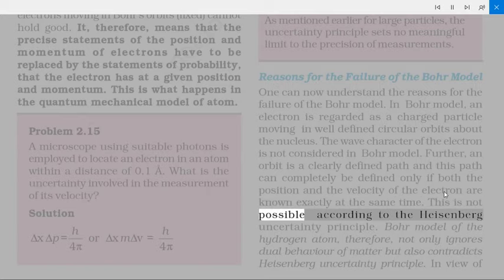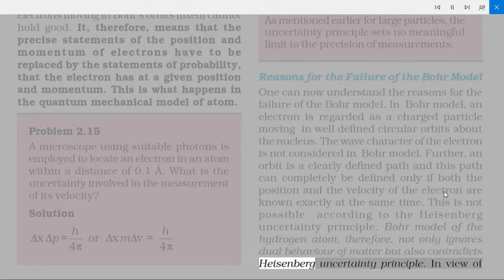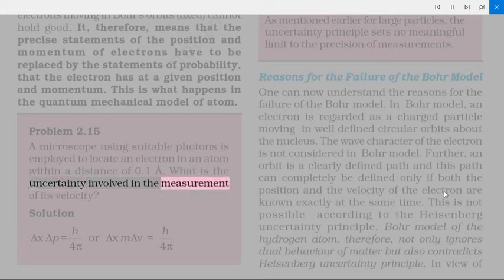This is not possible according to the Heisenberg uncertainty principle. The Bohr model of the hydrogen atom, therefore, not only ignores the dual behavior of matter but also contradicts the Heisenberg uncertainty principle. In view of problem 2.15, a microscope using suitable photons is employed to locate an electron in an atom within a distance of 0.1 Å. What is the uncertainty involved in the measurement of its velocity? Solution: Δx Δv is equal to h/4πm.